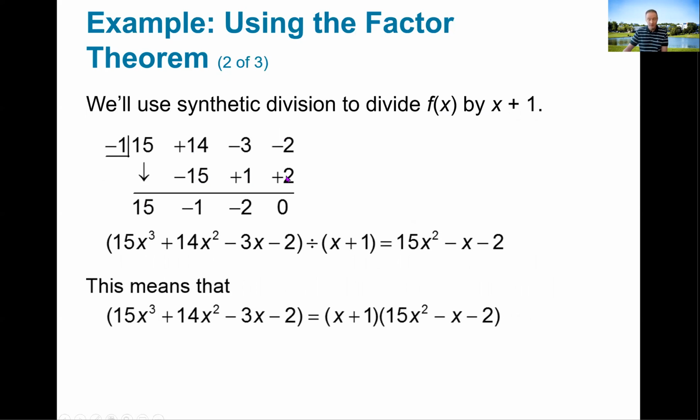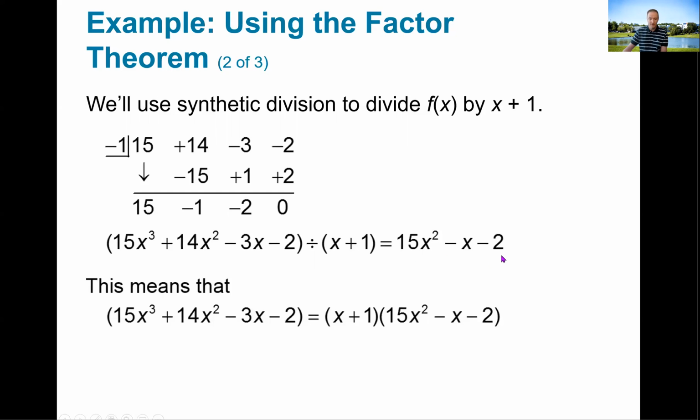And we already knew that this was going to be the answer because we knew x plus 1 was a factor. We knew -1 was a 0. Anytime that's the case, you better get a remainder of 0. And we did. So what this tells us is that if we take that original polynomial that we were trying to factor and solve, and divide it by the factor of x plus 1, you're left with 15x squared minus 1x minus 2, plus no remainder.